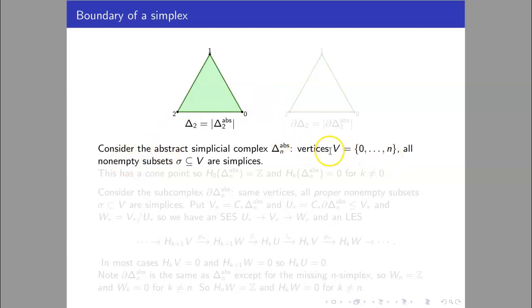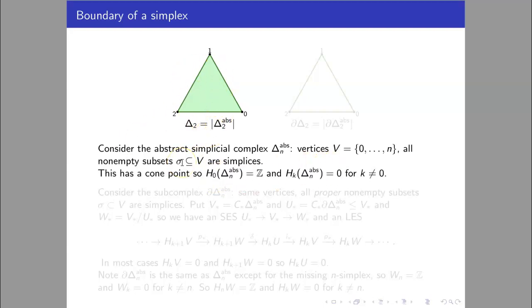We have to have a vertex set, so that's going to be the set of numbers from 0 up to n. And we have to declare some subsets to be simplices, and the way it works for the abstract simplex, we just declare that every possible subset sigma of V is a simplex, provided it's not empty. The empty subset never counts as a simplex. So what's the homology of this complex here?